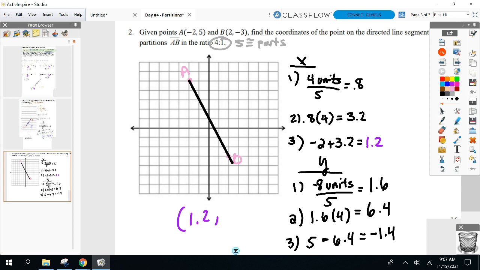So what's my partition point here? 1.2 comma negative 1.4. I always like to take a look at the graph just to make sure I'm pretty much correct here. So 1.2, down 1, yeah, that looks pretty good. Especially 4 to 1, that looks pretty good at that point. Looks pretty darn good. You want to try one out on your own? Before we end it here, I know we got 2 more left, but go ahead, try that next one out.